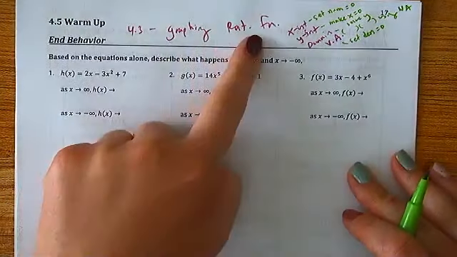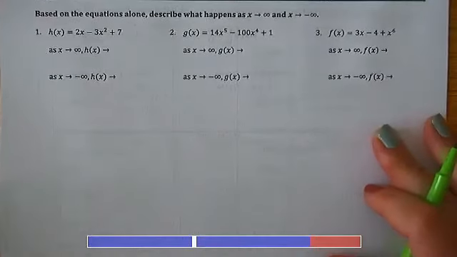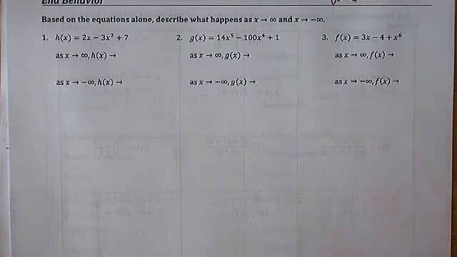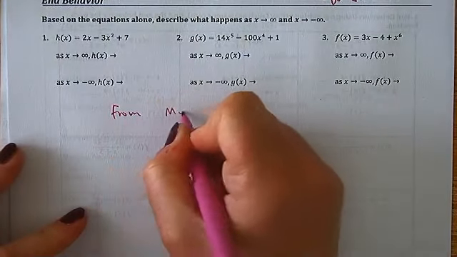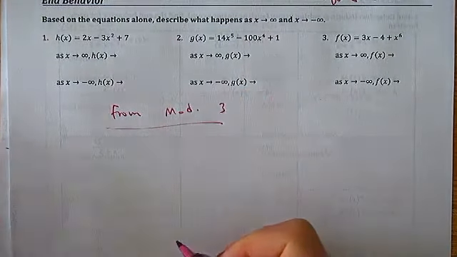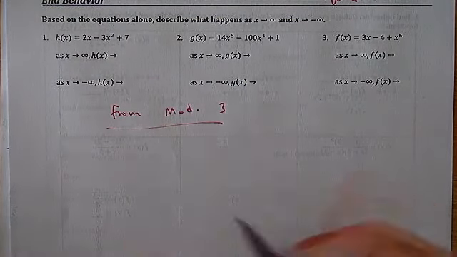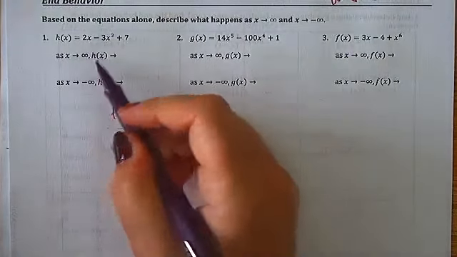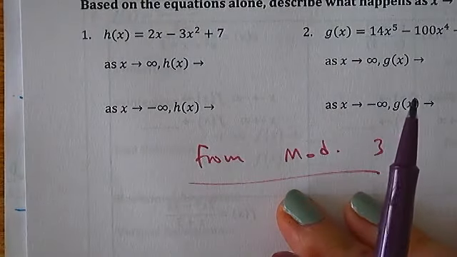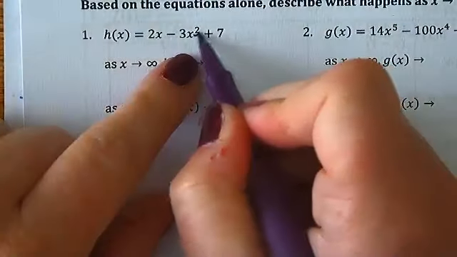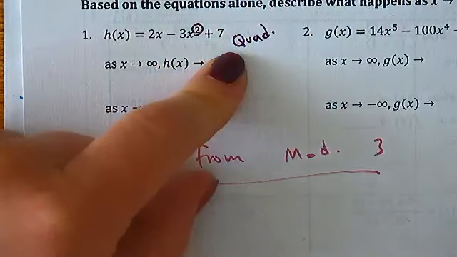So one more graph feature that we're going to talk about today in 4.5 is the end behavior. So before we get into rational function end behavior, I want to see if you guys can remember end behavior that we learned in module 3 actually. Okay, so this is from mod 3. So let's see how we do. So the first thing you guys do is you look at the highest degree. So in number 1, what is the highest degree? What type of function is this? The highest degree is x squared. So that would make this a quadratic, right?